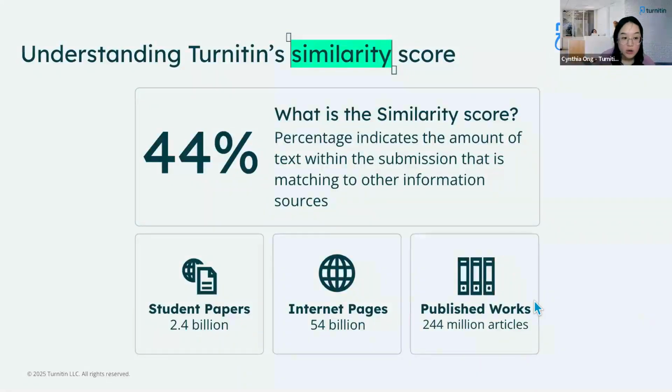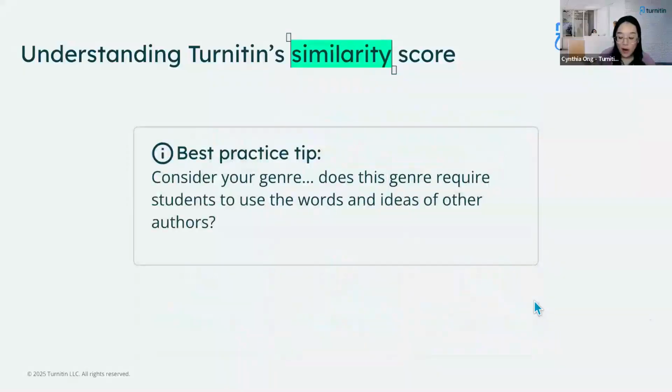All right, so as we try to understand the similarity score better, I would recommend that whenever you review your student's report, that you consider your student's genre. So does this assignment that you're getting your students to complete, does it require students to use the words and ideas of other authors or not?